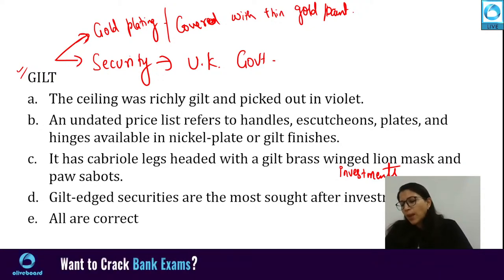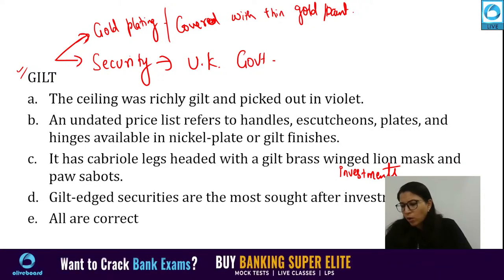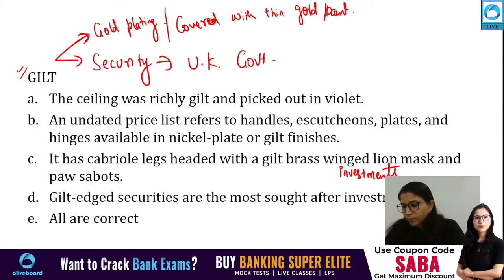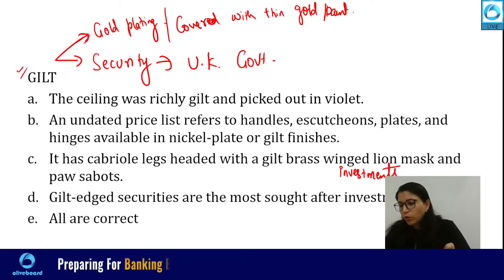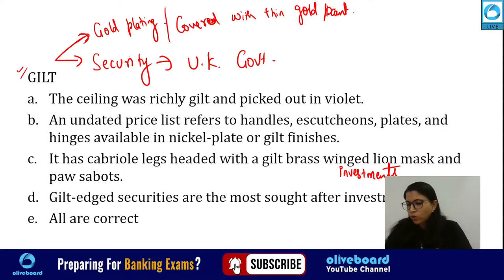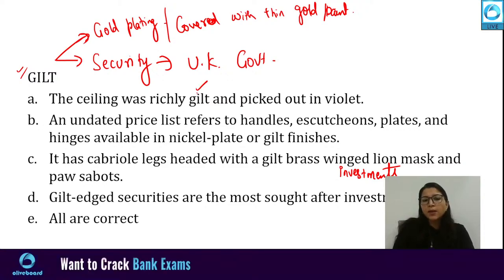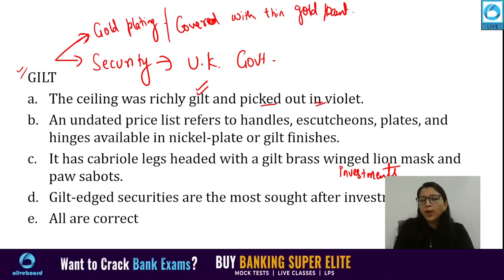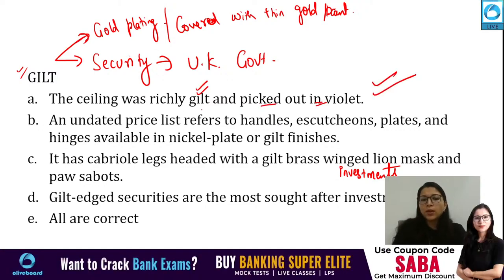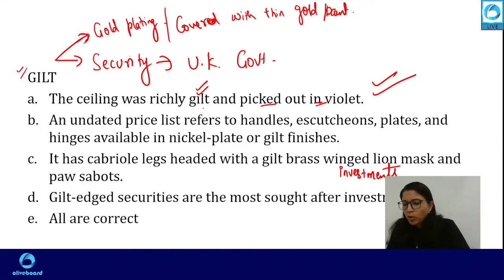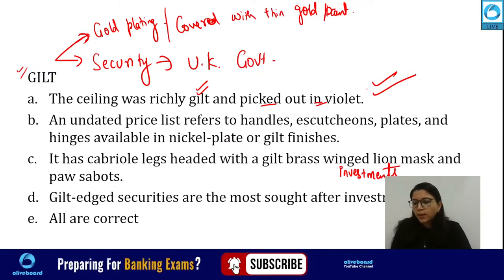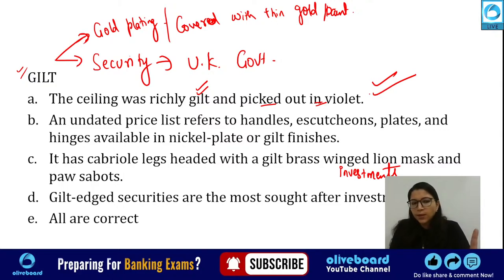Escutcheons basically we call to a type of door. Door handle and all. Okay? Same passage. Incorrect usage you have to tell. Prabhakar Kumar gave the answer. Very good. Sai Kumar also gave the answer. Now see, the ceiling was richly gilt and picked out in violet. It can be used. Richly gilt means it was covered with gold plating, we can say. Gold paint or gold plating. So that is correct. The usage is correct in the first sentence.